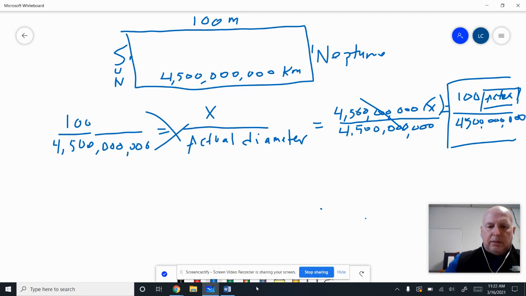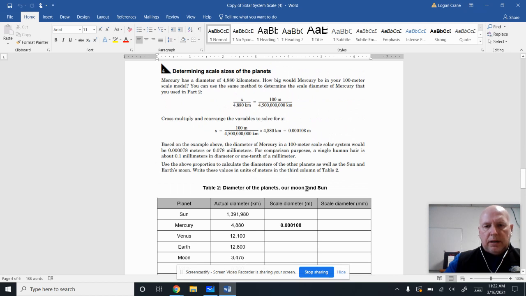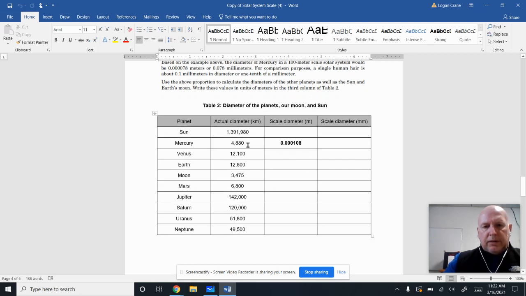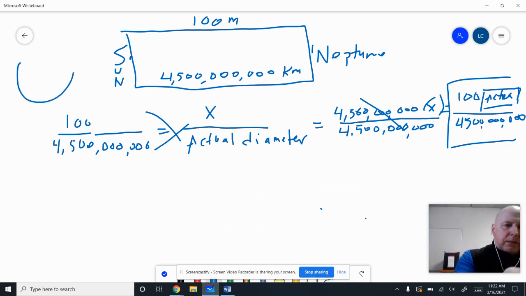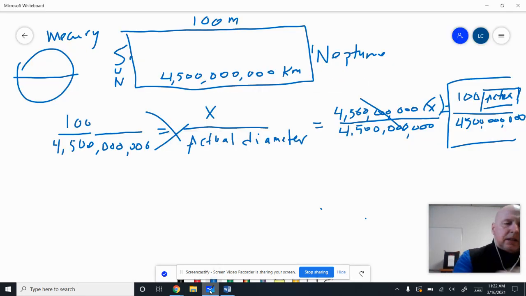So if I look at our data chart for today, and we're going to use this one here, you can follow along with the same thing I'm doing. If I pick a given number, for instance, Mercury is 4,880 kilometers wide. When I'm talking about diameter, remember, here's my planet, across its equator. Mercury is 4,880 kilometers. So I put that into my equation over here, 100 times my actual.